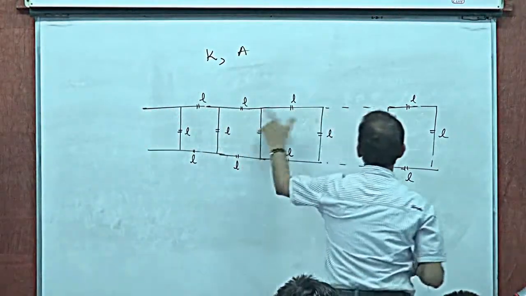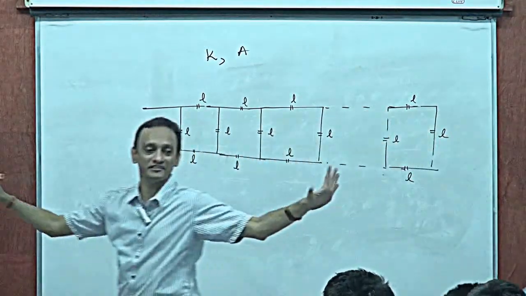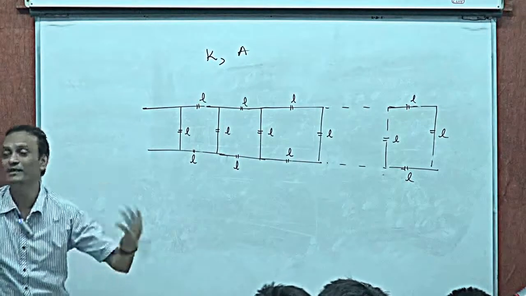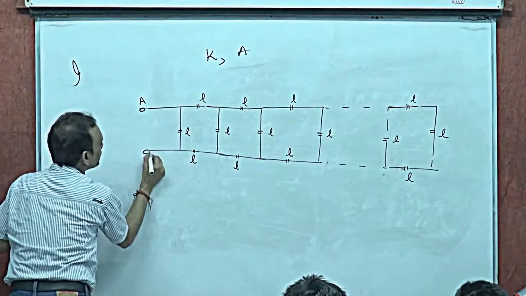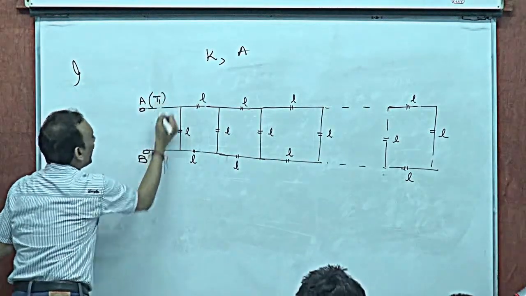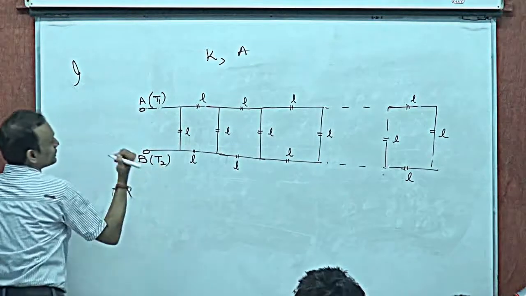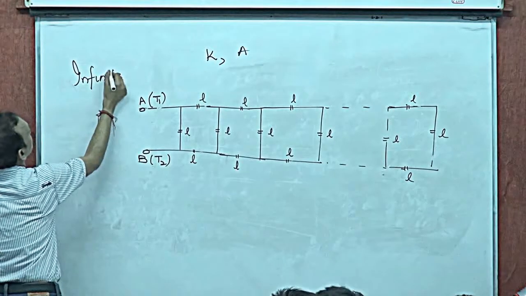Each of the rods, right? These are various rods. Infinite ladder. This is like an infinite thermal ladder. I'm producing an infinite thermal ladder. Between points A and B, A maintained at temperature T1 and B maintained at temperature T2. Infinite thermal ladder.